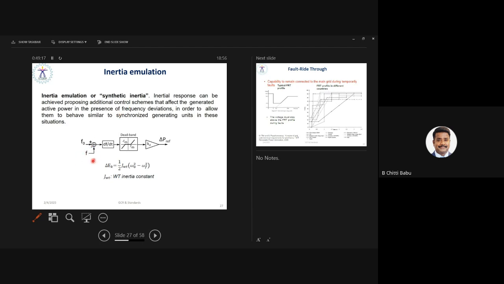How would you do it? You take the actual and setting frequency, and the error, the change in frequency beyond the deadband, is used to generate the active power reference. This mechanism has to satisfy the swing equation so that the grid is always stable and maintains frequency stability. This is what a synthetic inertia mechanism is. So inertial response can be achieved by proposing an additional control scheme that affects the generated active power in the presence of frequency deviation, allowing behavior similar to a synchronous generating unit. Then what can be done? You have to use the controller in addition to the energy storage. That is a way you are able to maintain the active power balance so that the frequency remains constant.